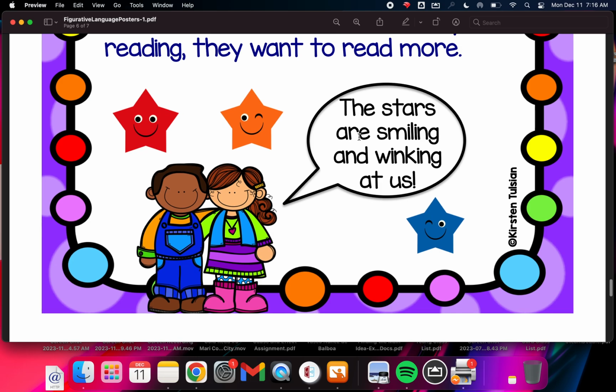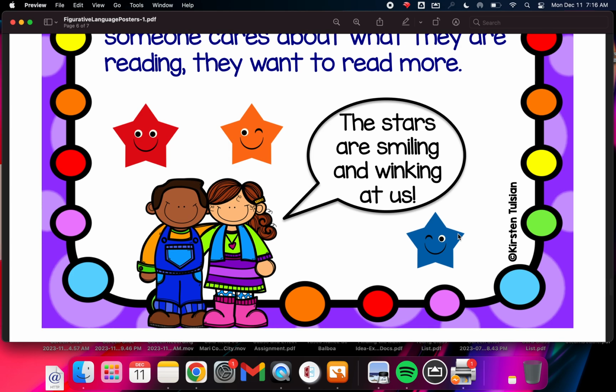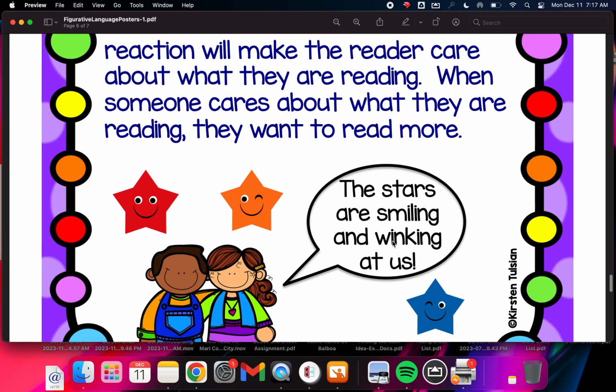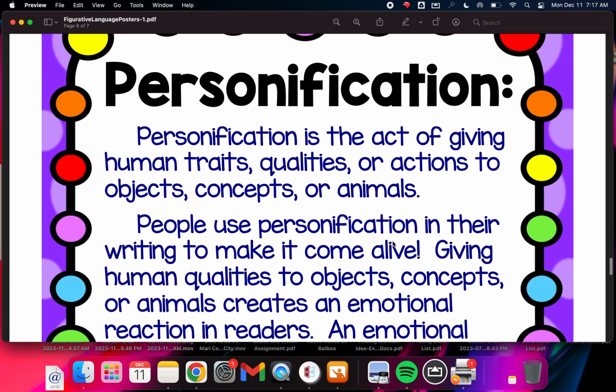For example, the stars are smiling and winking at us. So stars can't actually smile or wink, but they're trying to give you a sense that the stars almost felt alive. They were twinkling, they were moving in some way that made the people think that they were smiling and winking at them. So if you haven't paused already, I would do that now.